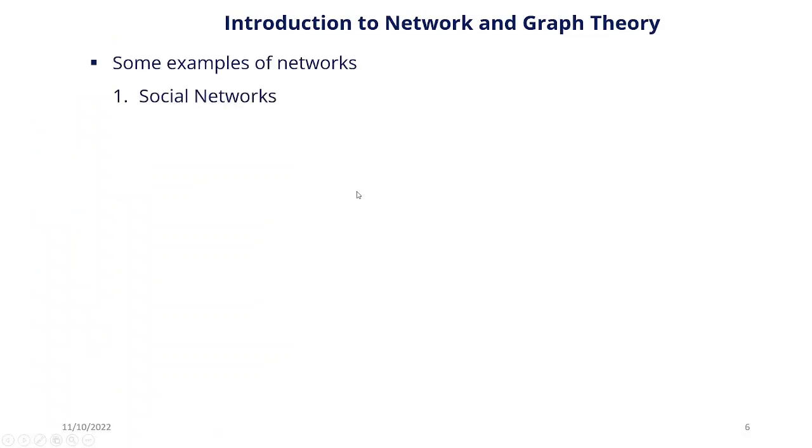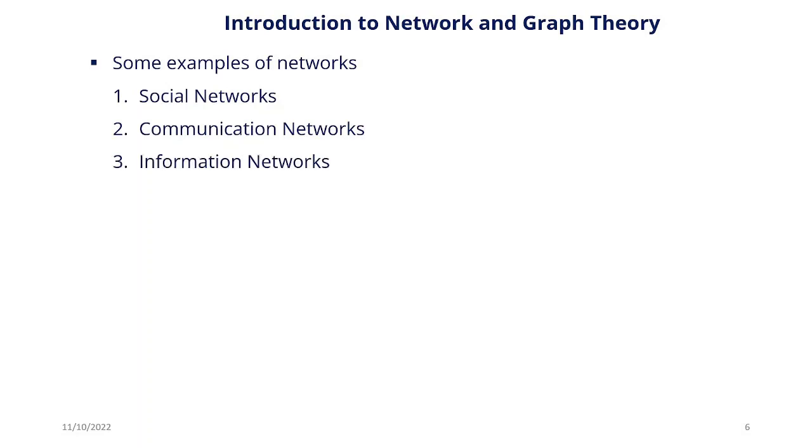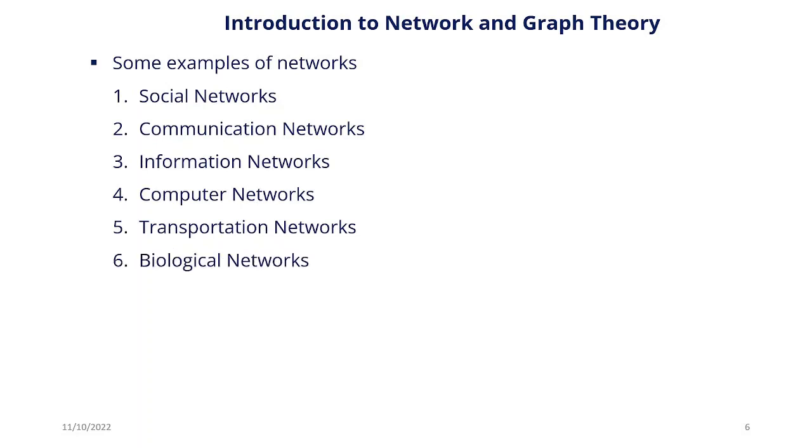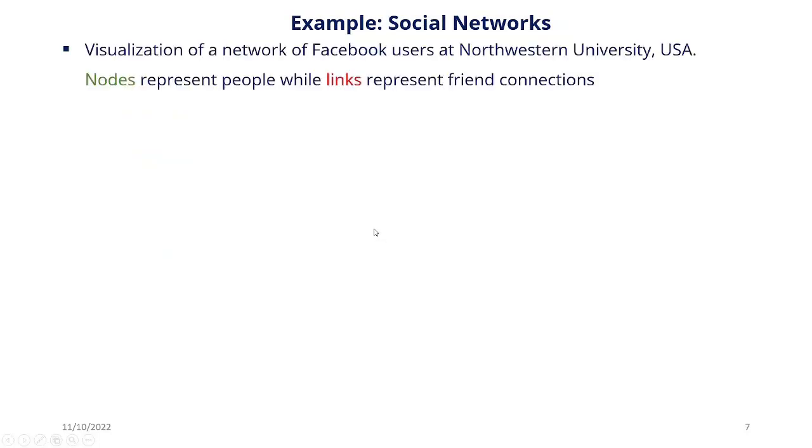So we'll see some examples of networks and we'll look at social networks, which have become very popular nowadays. We'll look at communication networks, information networks, computer networks, transportation networks, biological networks, all of which are based on graph theoretic concepts. The first example we are looking at is social networks.